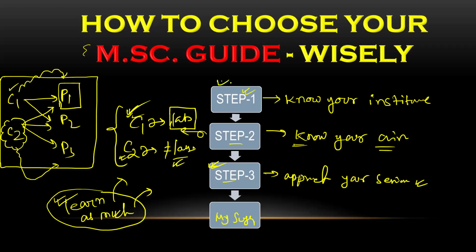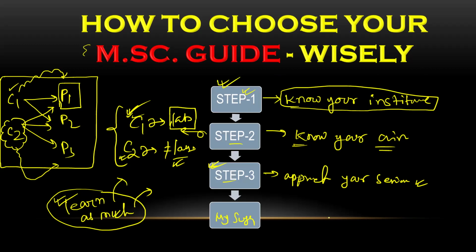Suppose in step 1, you got to know that your institute does not allow you to freely choose your guide or your lab, then what will you do? Whatever lab you are allocated to, you will talk to your professor. Every professor generally occupies one lab. So you have to talk to your professor very honestly.